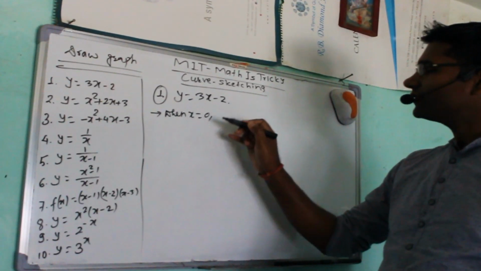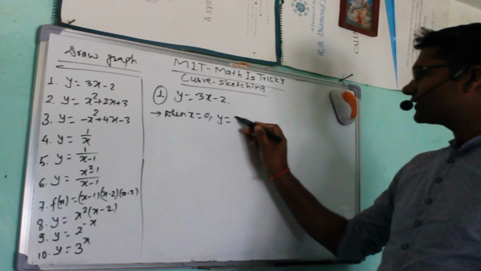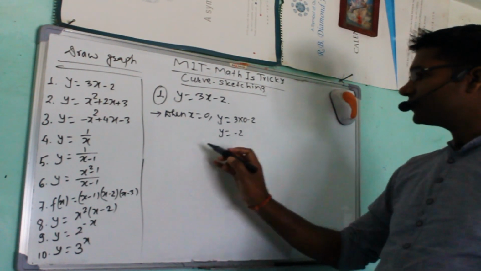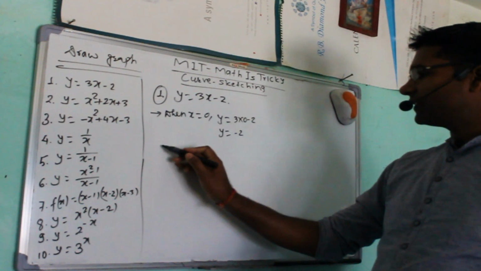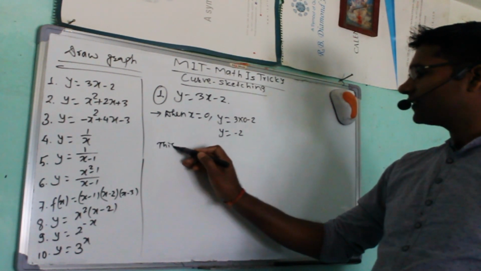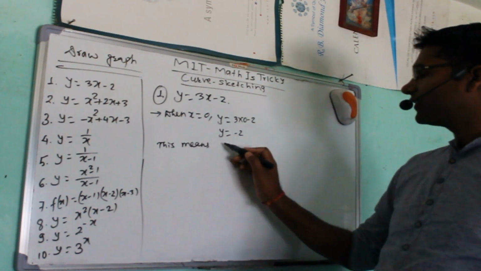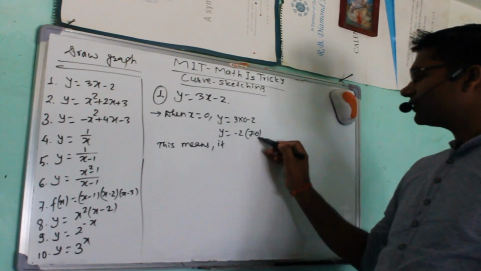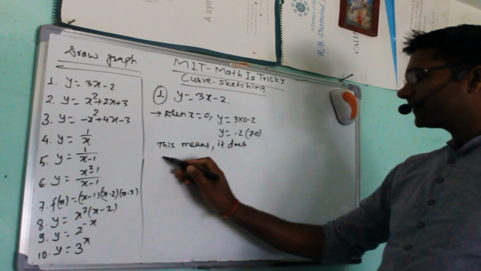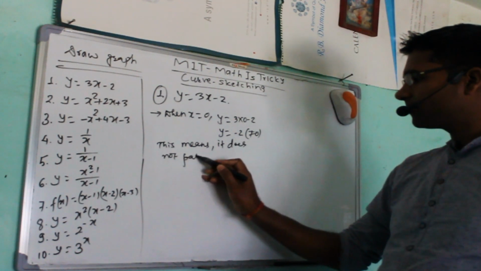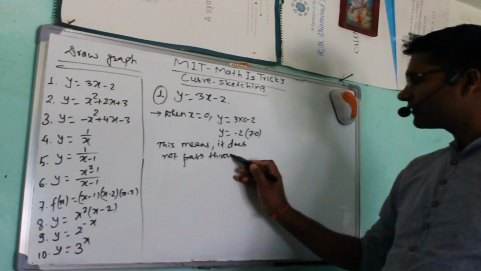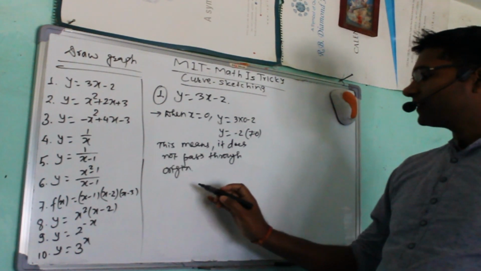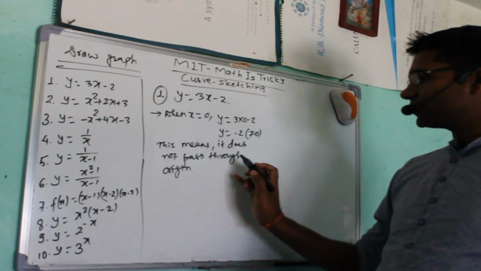X equals 0. How much do we get here? Y equals 3 into 0 minus 2, which gives y equals minus 2. That means y is not equal to 0. It does not pass through the origin. Okay, so it doesn't pass through the origin.